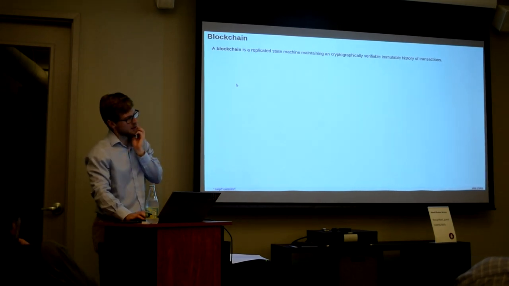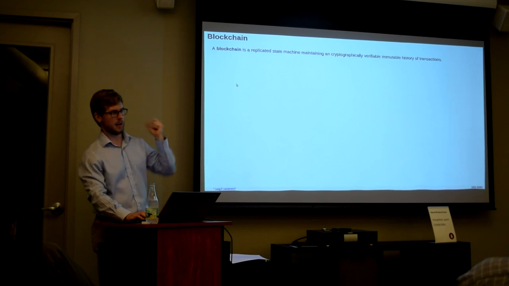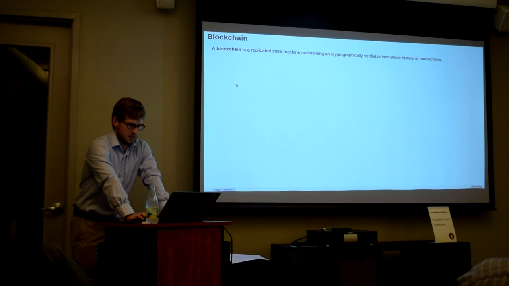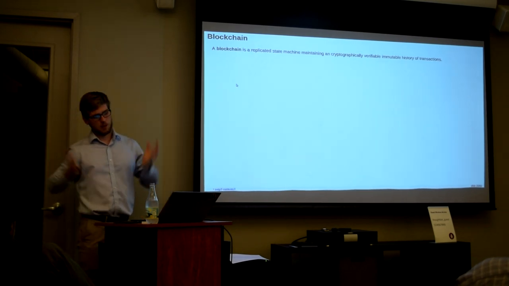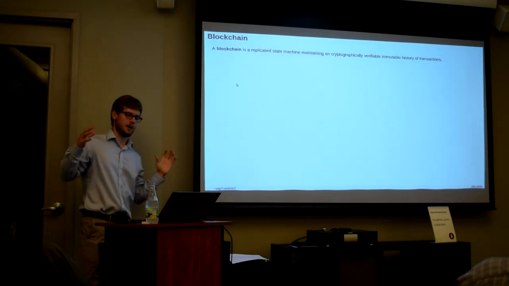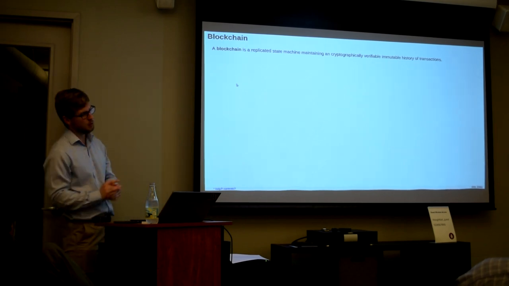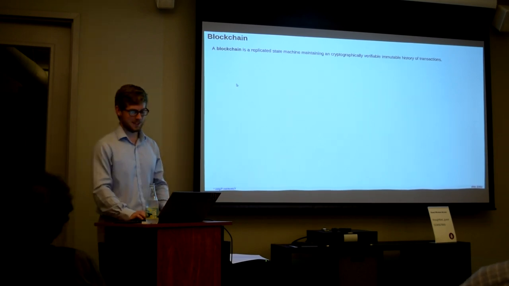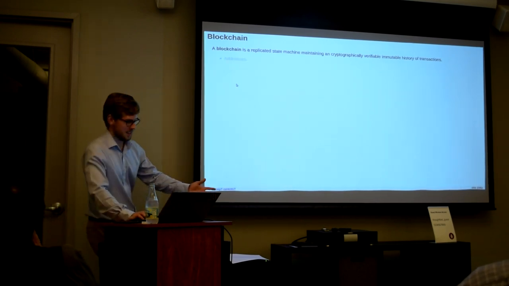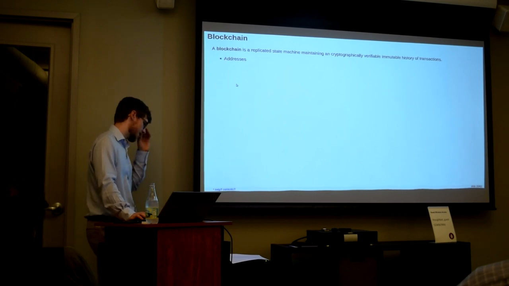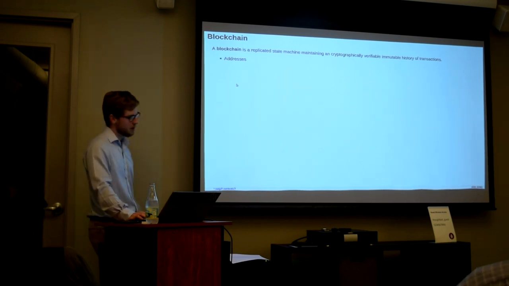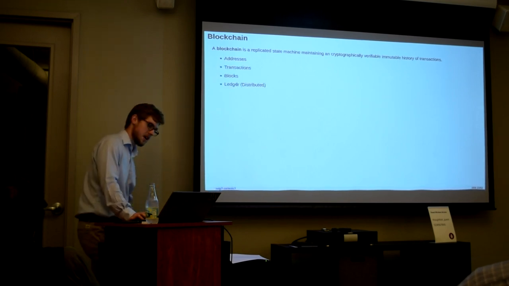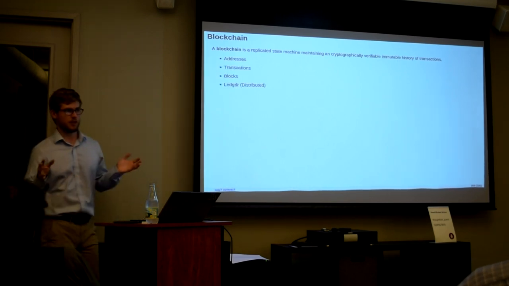This is getting more away from math, and now we're getting into the actual implementation of blockchain. There are a lot of ways to describe a blockchain, but one way is a replicated state machine that maintains a cryptographically verifiable, immutable history of transactions, which I think sounds kind of cool. Maybe it doesn't mean much, but that's one way of discussing it. This contains a lot of different components: addresses, transactions, blocks, and then some sort of distributed ledger.